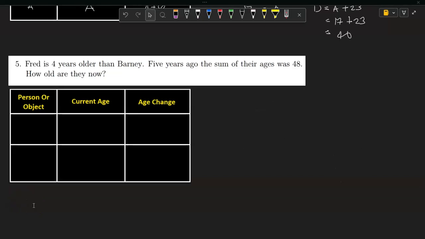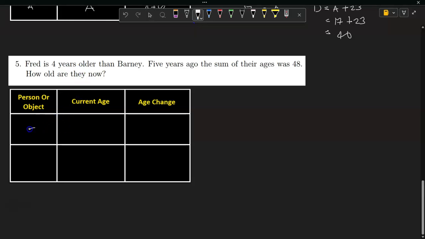Question 5. Fred is 4 years older than Barney. 5 years ago, the sum of their ages was 48. How old are they now? Now this question number 5 is a bit different from the 4 previous questions. As you can see here, we are actually given the sum of their ages 5 years ago. But then again, our approach will be the same. So again, set up our persons involved.